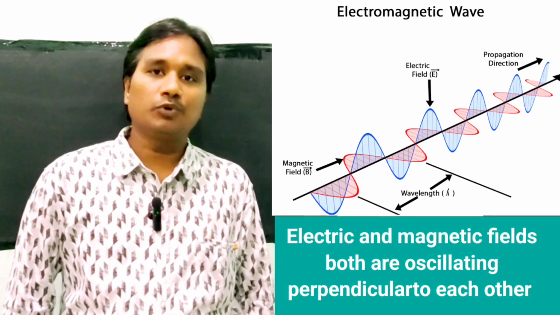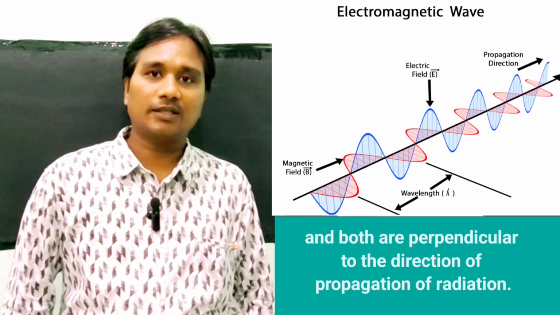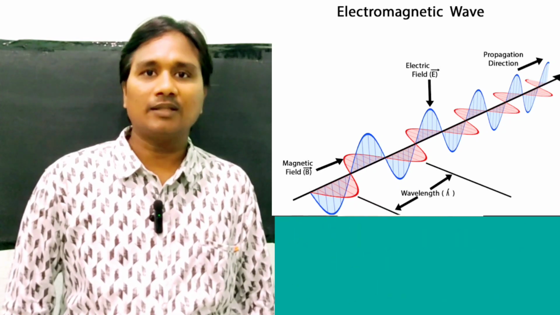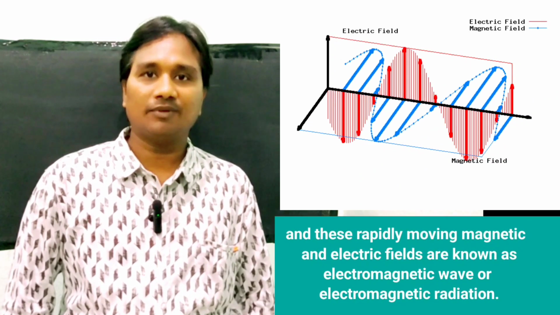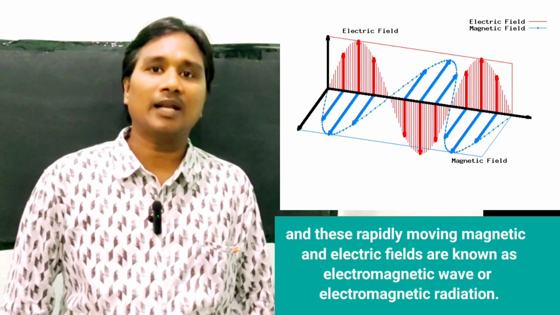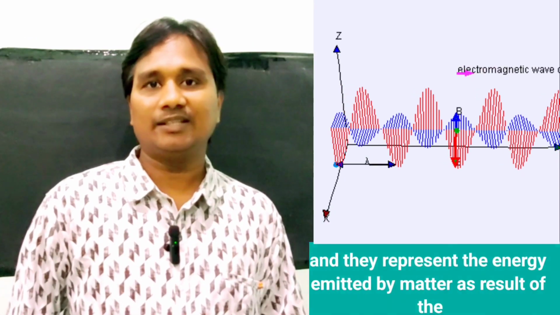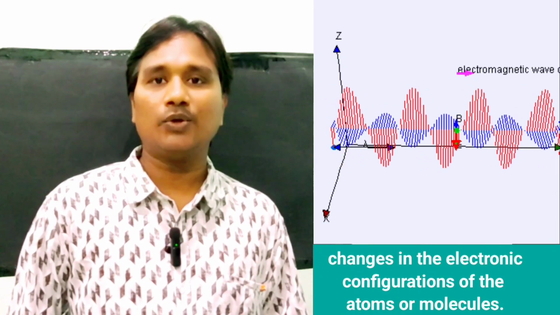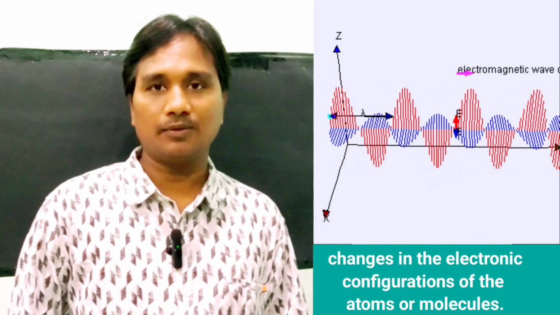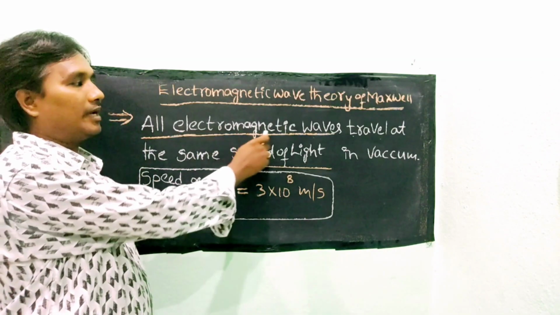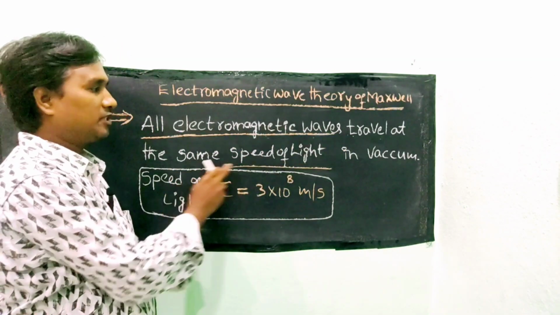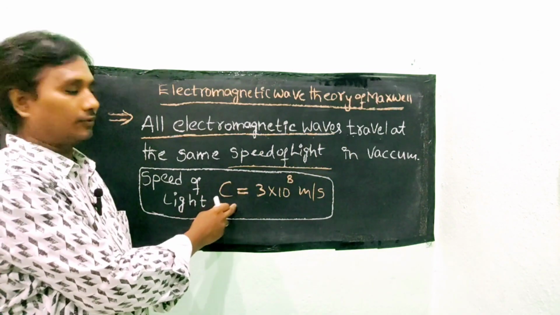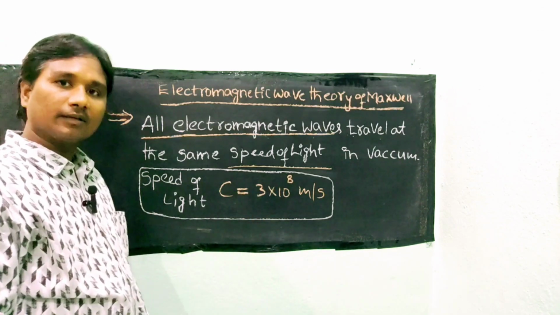Electric and magnetic fields both oscillate perpendicular to each other, and both are perpendicular to the direction of propagation of radiation. These rapidly moving magnetic and electric fields are known as electromagnetic waves or electromagnetic radiation, and they represent the energy emitted by matter as a result of changes in the electronic configurations of the atoms or molecules. All electromagnetic waves travel at the same speed of light in vacuum. Speed of light in vacuum is equal to 3 into 10 power 8 meter per second.